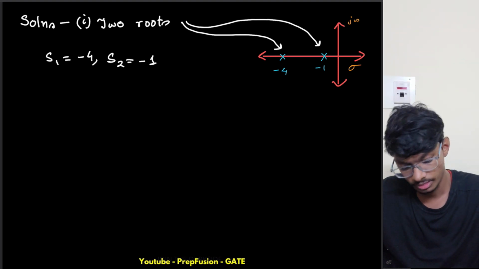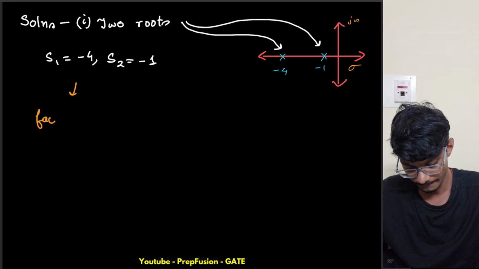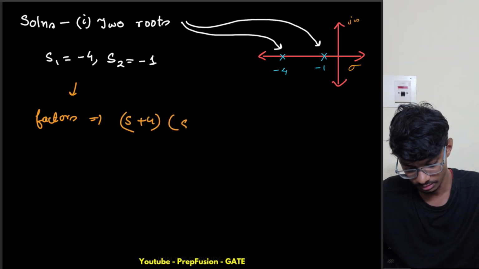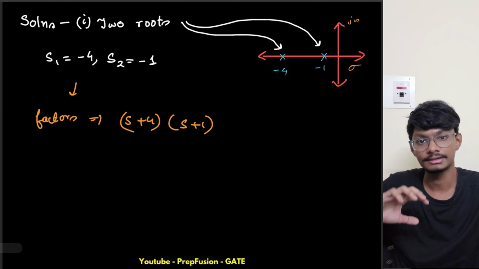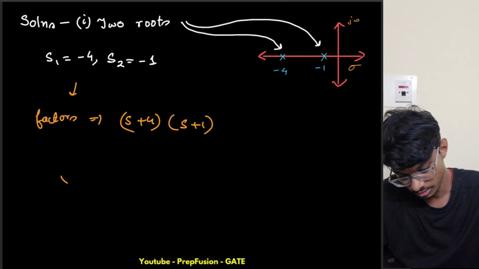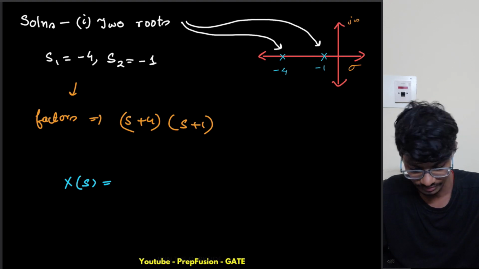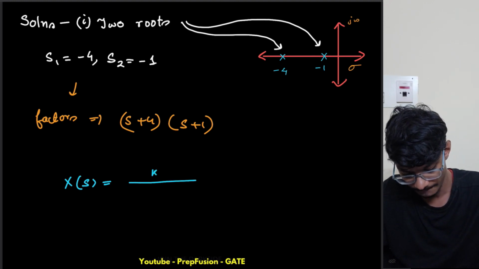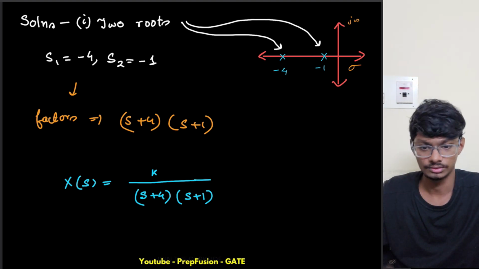So what are the factors here? I hope you know how to get the factors from the roots. The factors are s plus 4 and s plus 1, right? Now let me write the Laplace domain expression. We can write it like this: X(s) equals k divided by (s plus 4)(s plus 1).